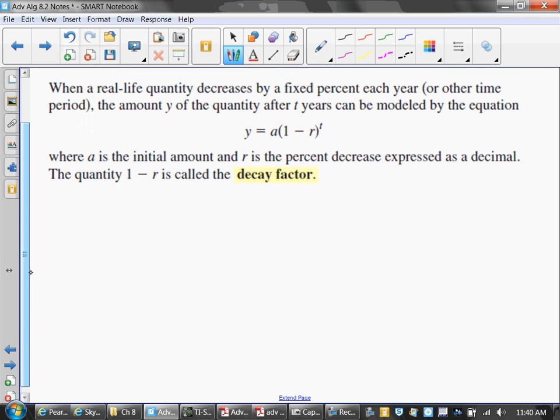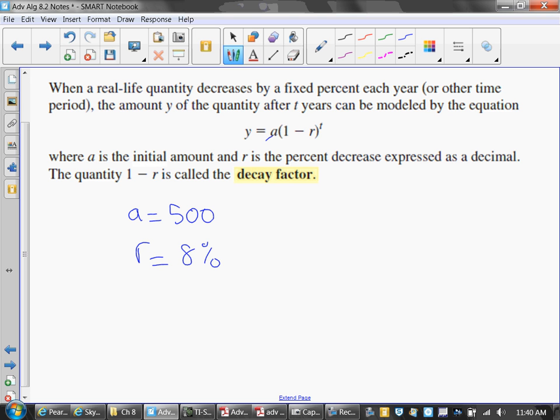So instead of having a growth factor now, we're going to have what's called a decay factor. Now, once again, you always convert your percentages to decimals. So in this case, you have your initial amount, which is your a value. Your r is your rate as a percentage, and t is generally time, usually years in this case. So let's say you have an initial amount of $500. Your rate is 8%.